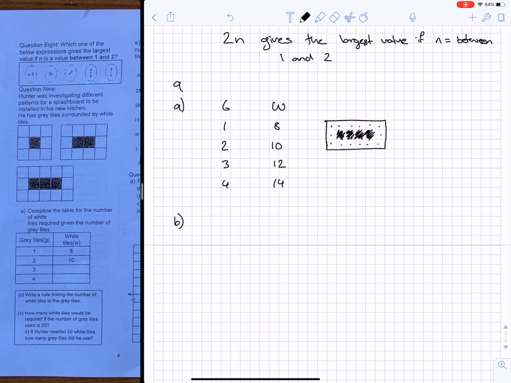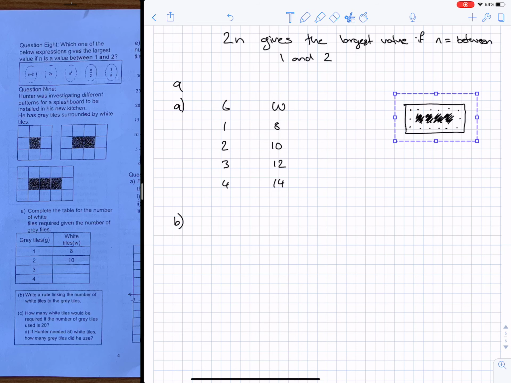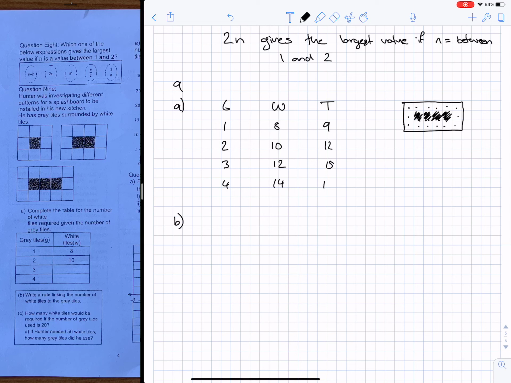B. Write a rule linking the number of white tiles to the grey tiles. Well, this is a bit funny because let's have a look at the total of white and grey tiles. So you've got here 9, 12, 15, and 18.